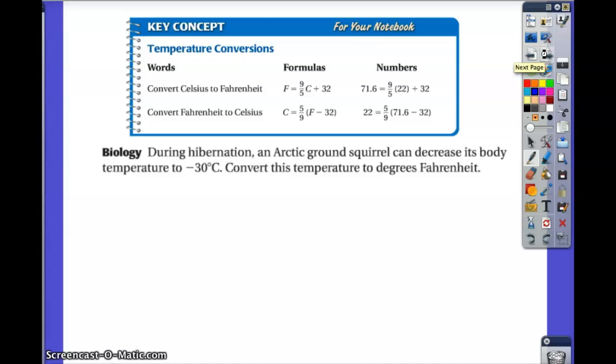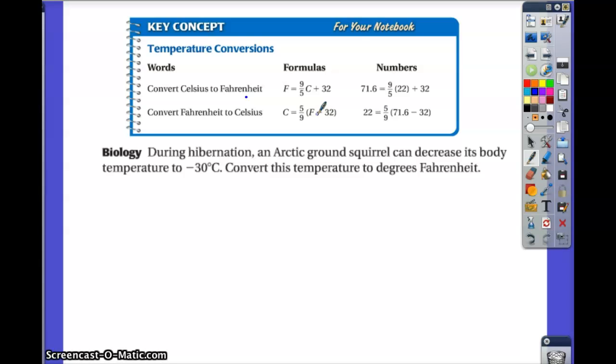Let's talk a little about temperature conversions. The two formulas for temperature conversions. First one converts Celsius to Fahrenheit. It's the degrees Fahrenheit equals 9/5 times your degrees Celsius plus 32. If you're converting Fahrenheit to Celsius, degrees Celsius is going to equal 5/9 times whatever the degrees were in Fahrenheit minus 32. So again, you do this in parentheses first, this subtraction first, and then multiply it times 5/9.